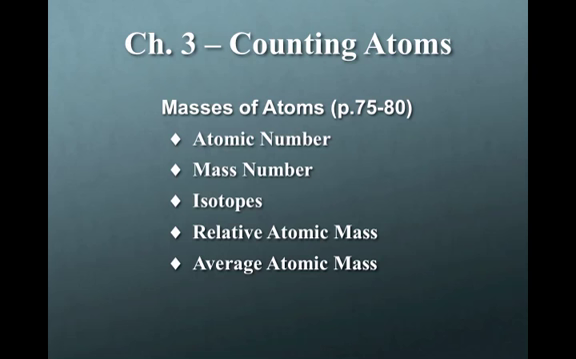Alright, counting atoms. How do we tell how many protons, neutrons, electrons, all that kind of stuff are in an atom? Also coming up, we're going to talk about the average atomic mass and some different things that you find on the periodic table. It's going to kind of lead us into further chapters and eventually all the way to the mole and stoichiometry. So what we're going to talk about today, or in this lecture rather, is atomic number, mass number, and isotopes. I'm going to have a separate lecture for relative atomic mass and average atomic mass.